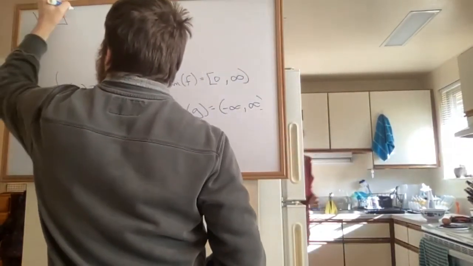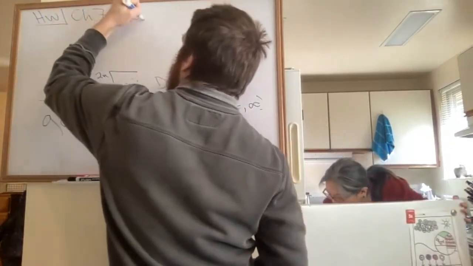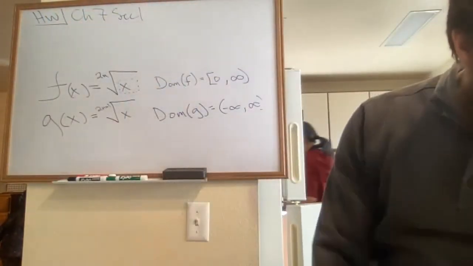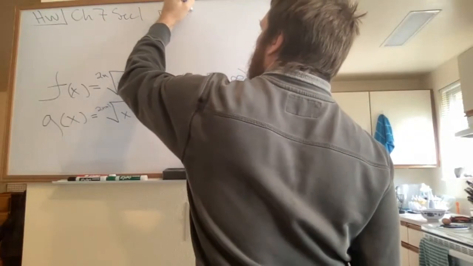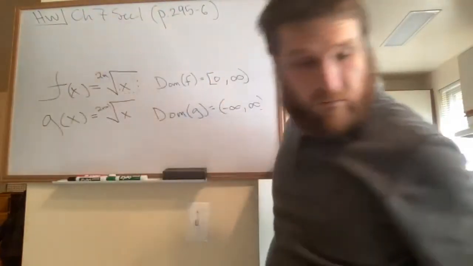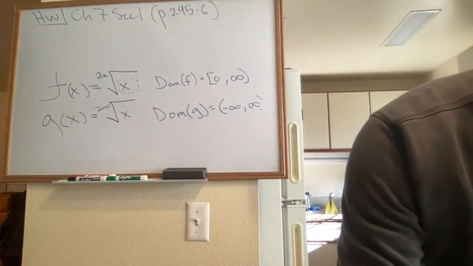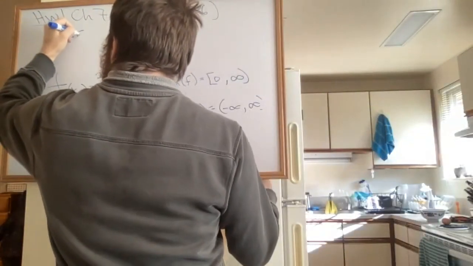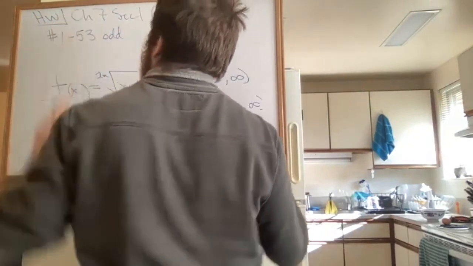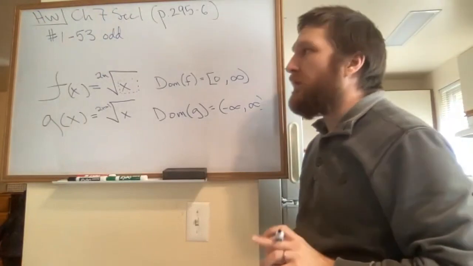So homework. Chapter 7, section 1, pages 295 to 296. We're gonna do it all. 1 through 53 odd.